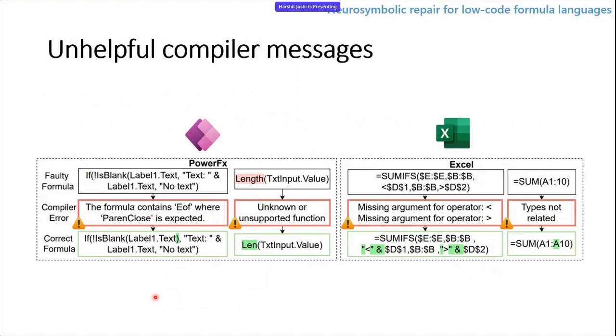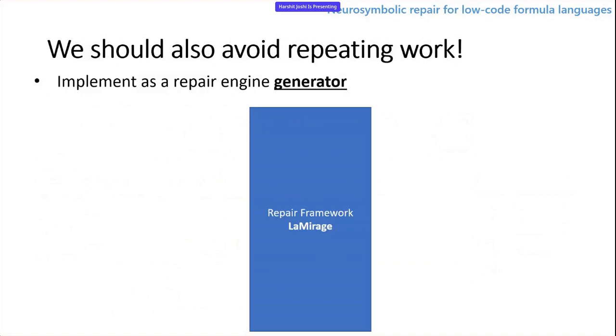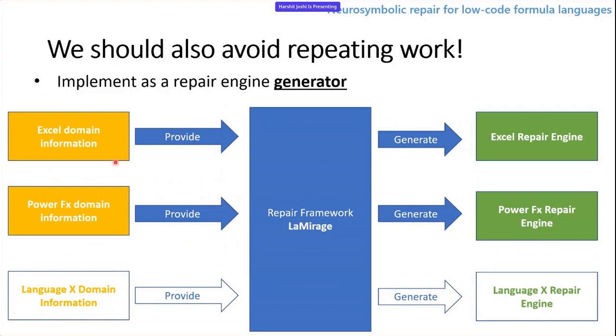So now that we have seen what last mile errors are, we want to fix them automatically. Moreover, there are some similarities in the kinds of errors that people make in low-code domains. Therefore, we want to avoid repeating the work for multiple languages, and hence we create a repair framework, LaMirage, which can generate repair engines. Once we have the domain information, we can provide that to LaMirage and it can generate a repair engine for that given language. For example, if you have Excel, we require some domain information regarding Excel. We provide that to our repair framework, LaMirage, and it can generate a repair engine for that domain.